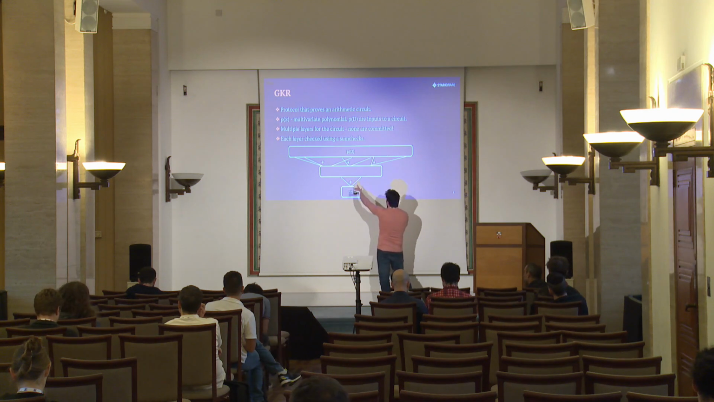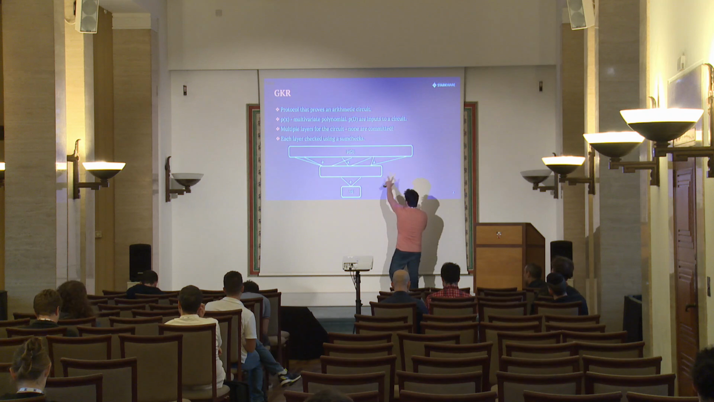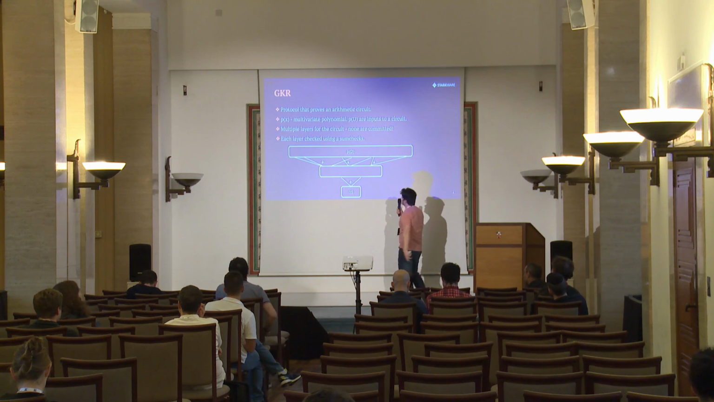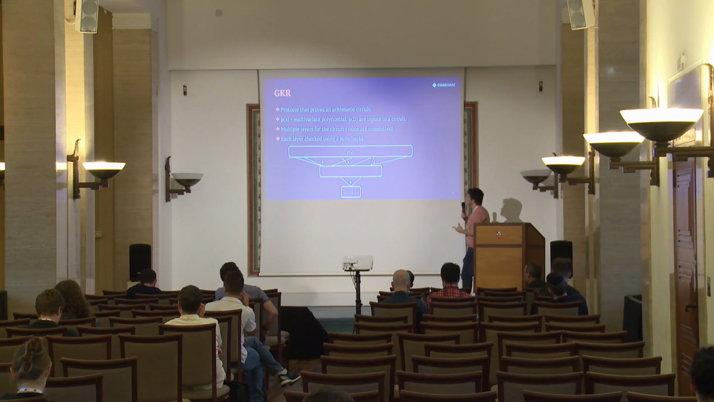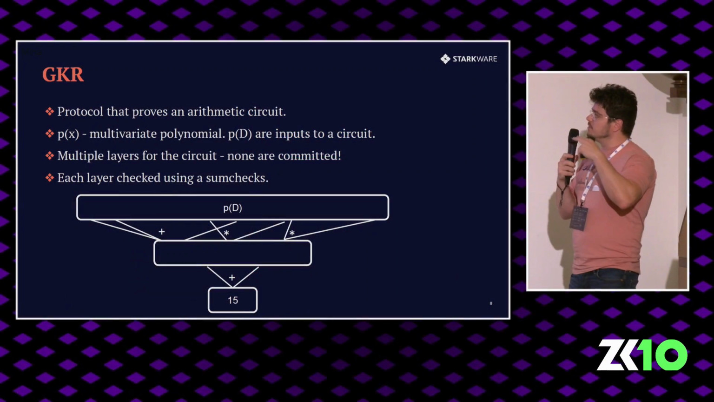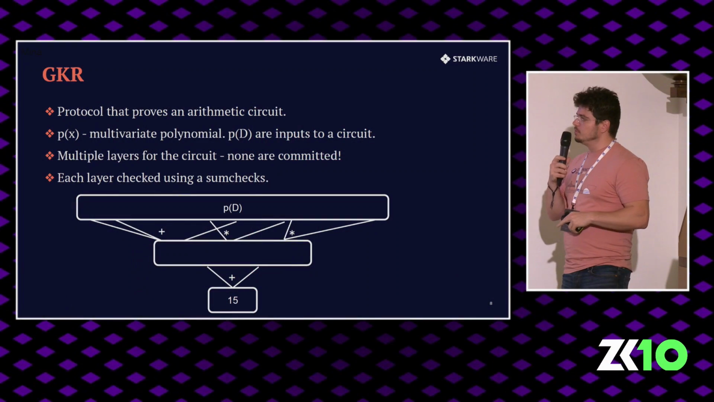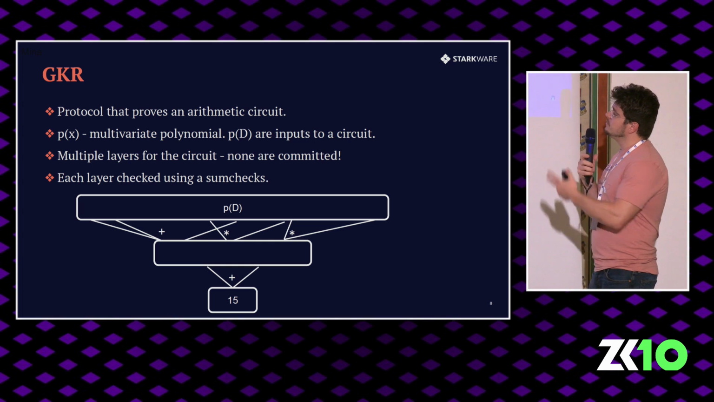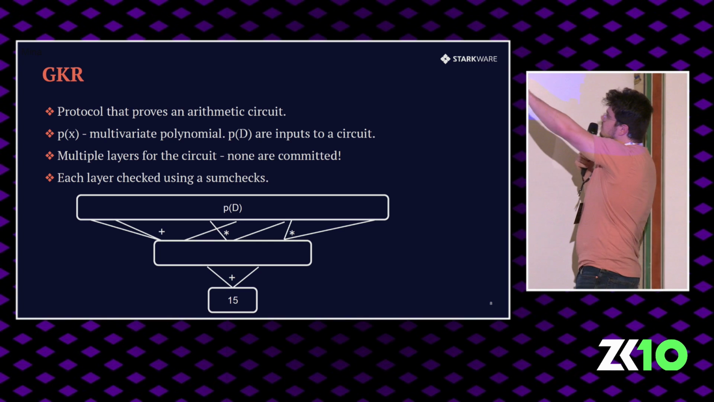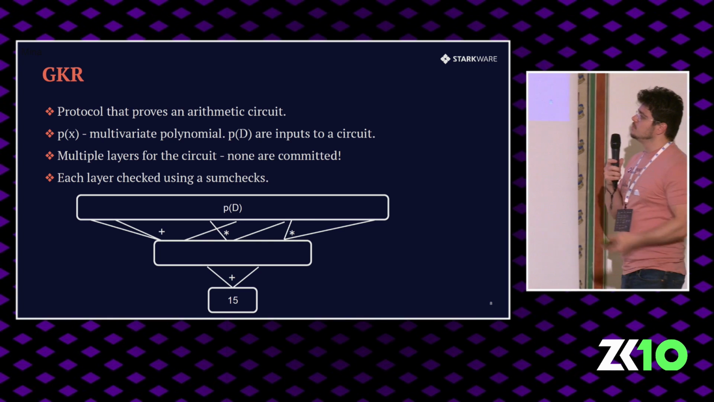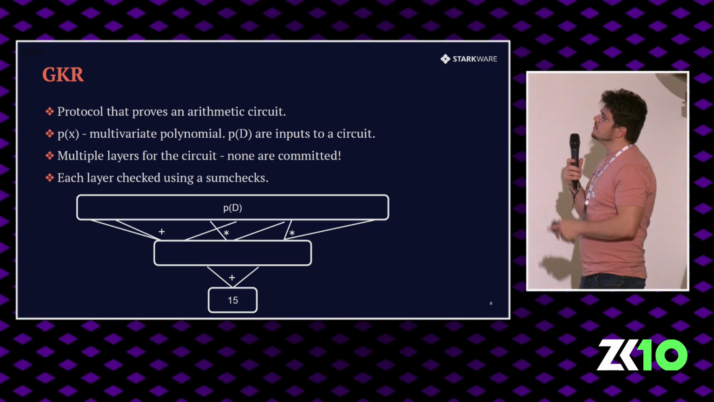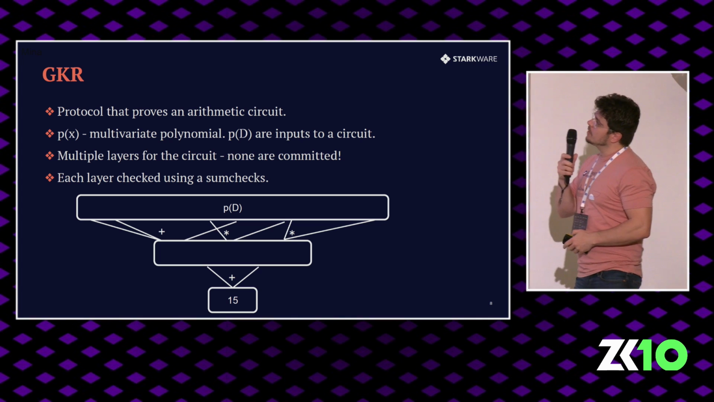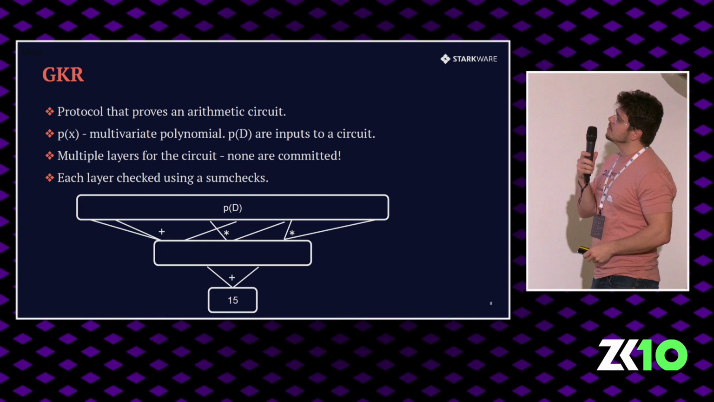I create this layer of outputs, and each output is some gate. Let's say addition of two values in the input layer, or multiplication of two values in the input layer. And I repeat this and get an arithmetic circuit that is built with multiple layers. And at the end, I have this one value. And I want to show the verifier that the value, when I put in as inputs my polynomial p, at the end is something, let's say 15. So how can I do this? I'm going to do this with Sumcheck.